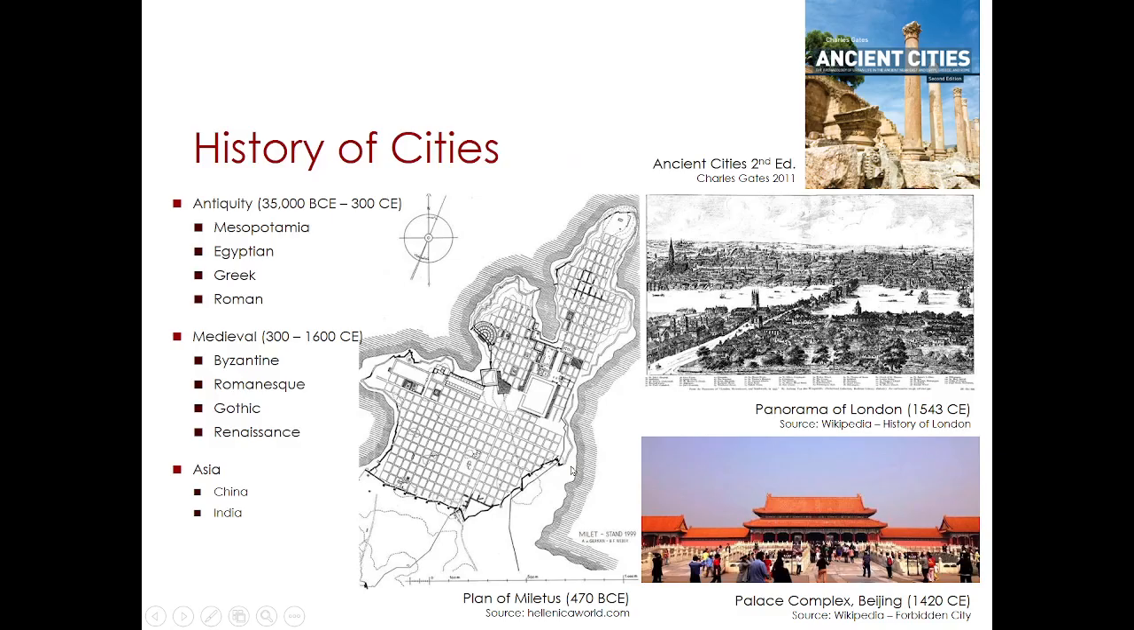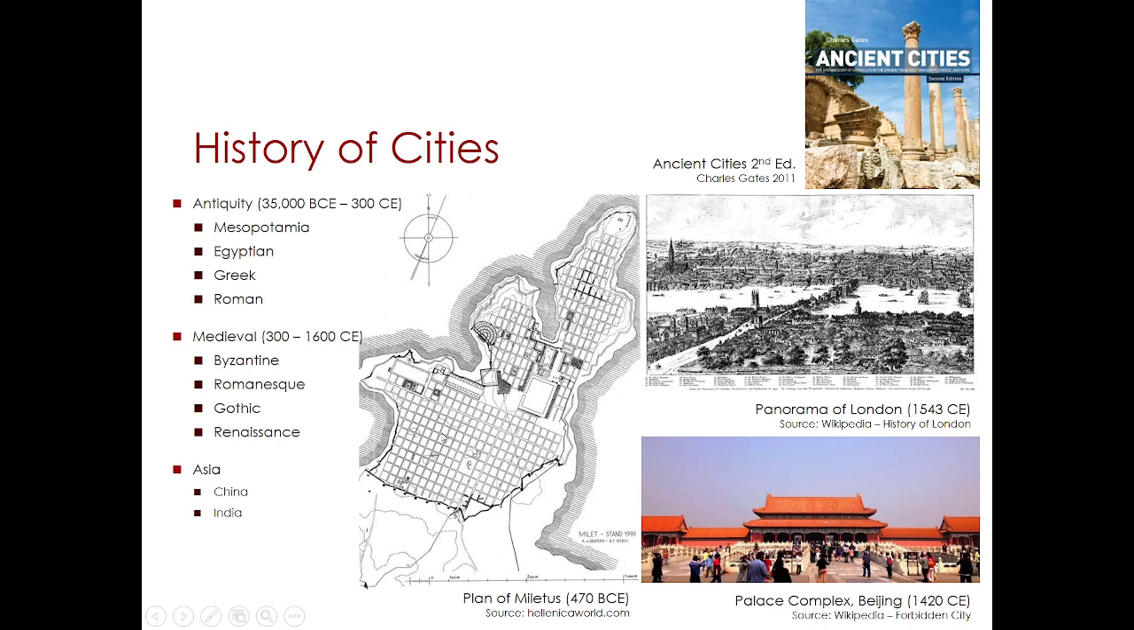But anyway, moving on. So a quick overview of the history of cities. Cities have been around since like 35,000 BCE. One of the earliest cities were the cities of Mesopotamia, the Egyptian cities that came after that, the Greek cities, and then the Roman cities. And then during the medieval period, we had the Byzantine, Romanesque, Gothic, and the Renaissance cities.